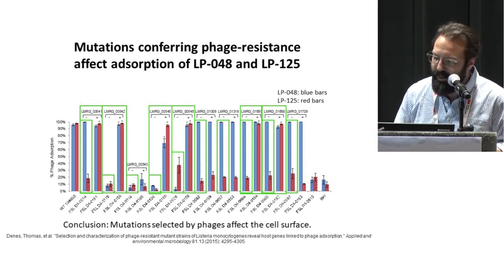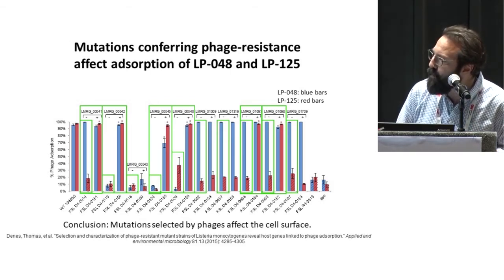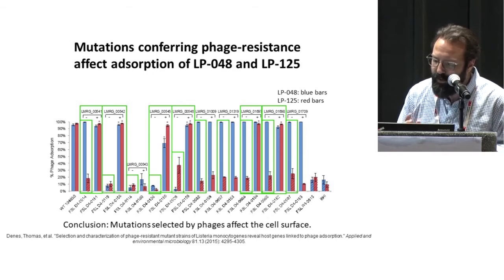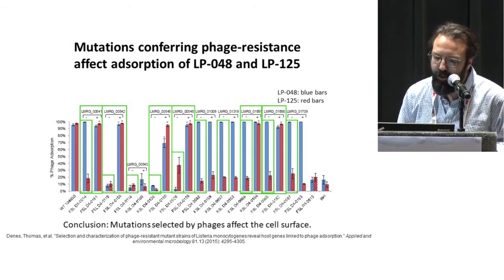And what they did then is they did complementation tests by taking the wild type gene and inserting it back into the mutant to see if they could restore susceptibility, and they were able to do that. And then this pairing study led them to come to a couple of conclusions.